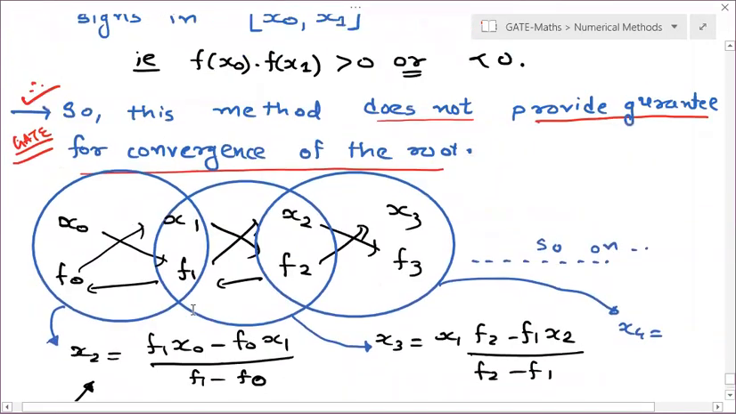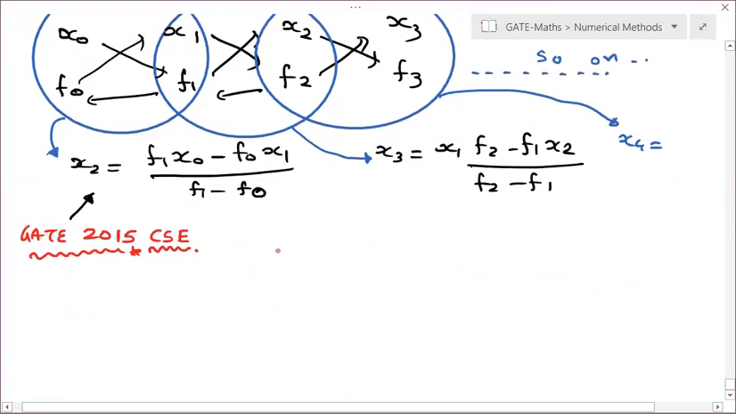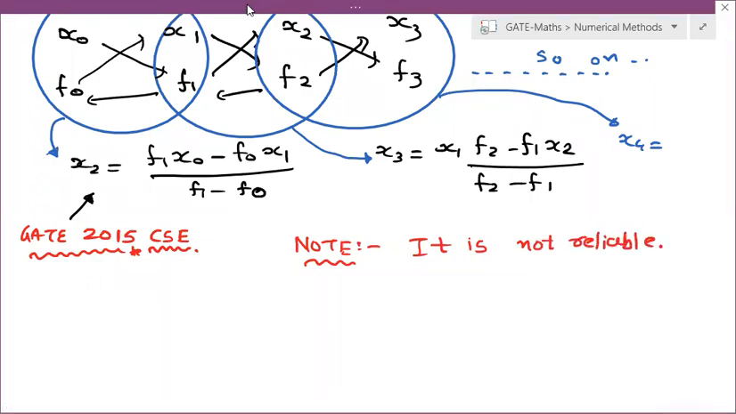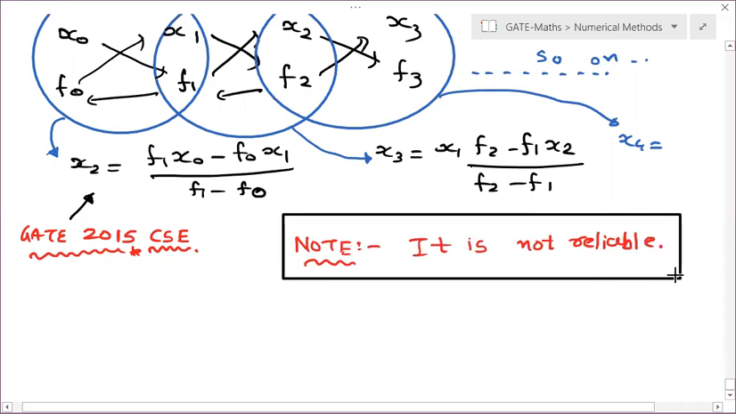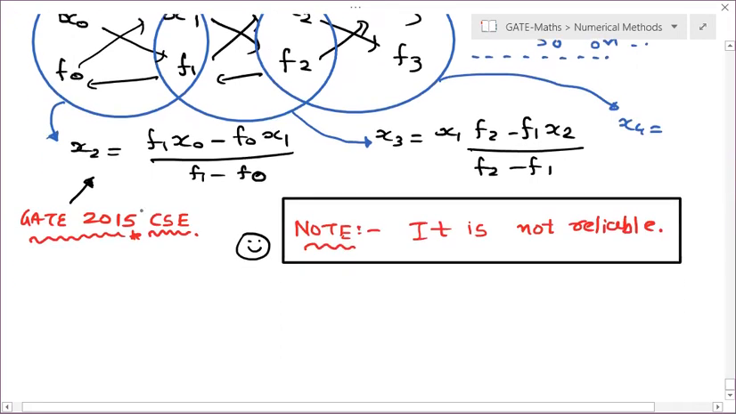But one thing about this method is that it is not reliable, right? Because it does not provide a guarantee. So that's why you cannot rely on this method. The answer you are getting, whether it is right or wrong, whether it is a root or not, you cannot rely on this method. You should remember this carefully. Now, let me give you one problem based on this second method.